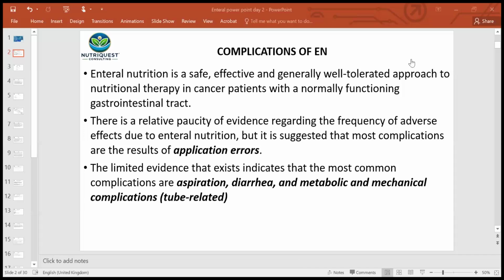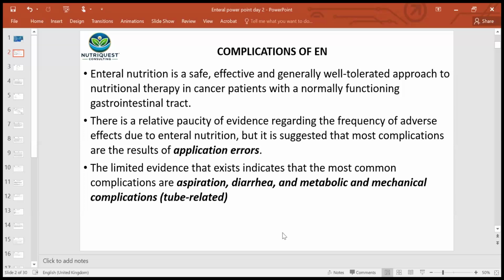So, in terms of studies, there are several studies that have been done just to look at enteral feeding in terms of complications. And today we'll look at complications in detail so that we'll be able to help our patients when they come to our facility. The limited evidence that exists indicates that the most common complications are aspiration, number one, diarrhea, metabolic, and mechanical complications, which are also known as tube complications.